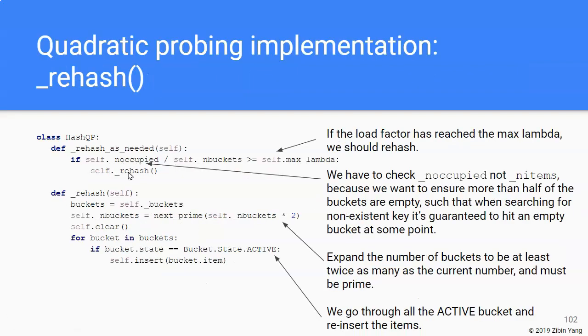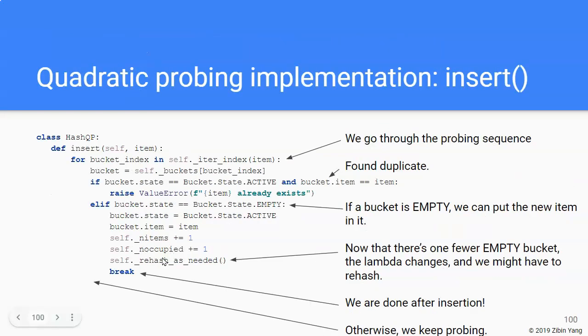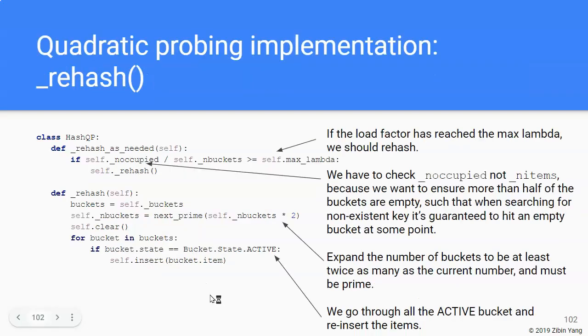So we'll have to rehash when the number of occupied buckets, which was previously incremented here, exceeds our max lambda, right? Another way to look at this is that we want to make sure at least half of the buckets are empty. So this will tell us that. Now, if that number of occupied buckets is too many, bigger than the max lambda, then we will have to do the rehash. And to rehash the buckets, we first keep a reference to the old buckets.